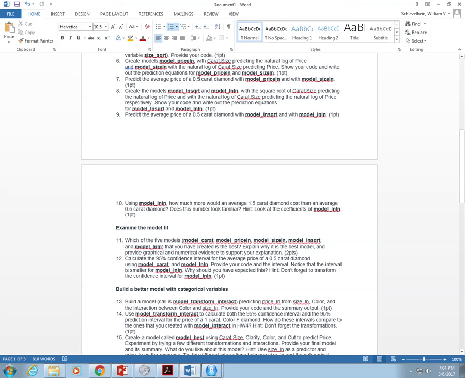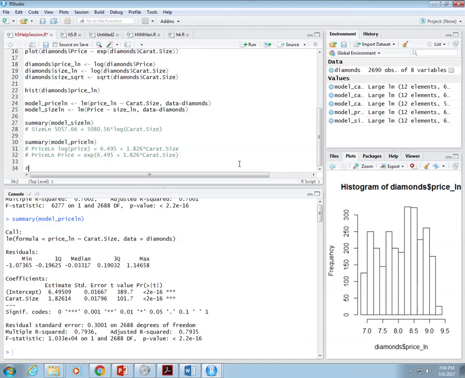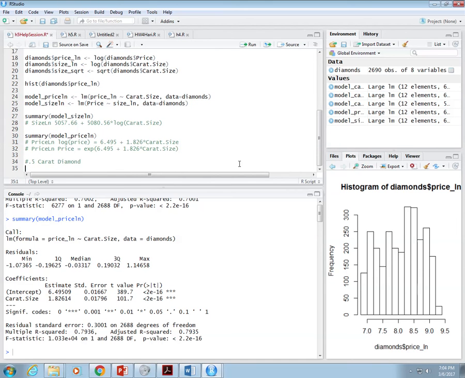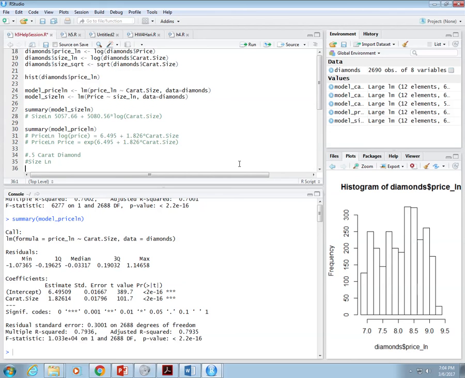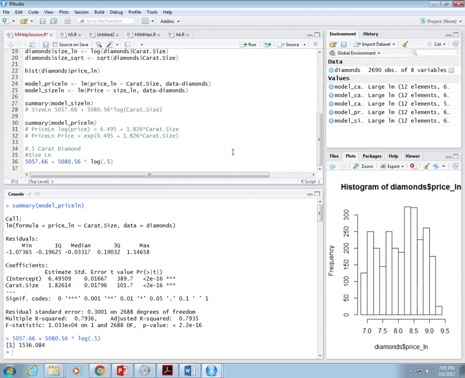Predict the average price of a 0.5 carat diamond with model price ln and model size ln. Okay, so we're doing a 0.5 carat diamond. I'll do the size ln first because I think that's the easiest one. So to get that, we can just do 5,057.66 plus 5080.56 times the log of 0.5. Okay, so that's doing it by hand, which I think is the easiest way to do it.